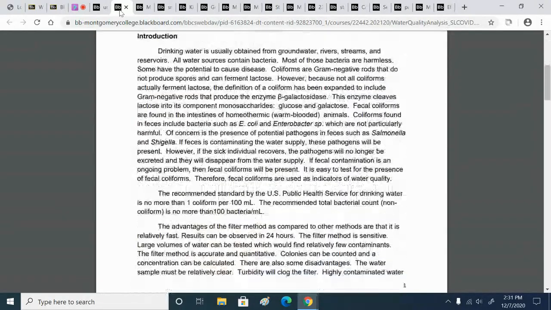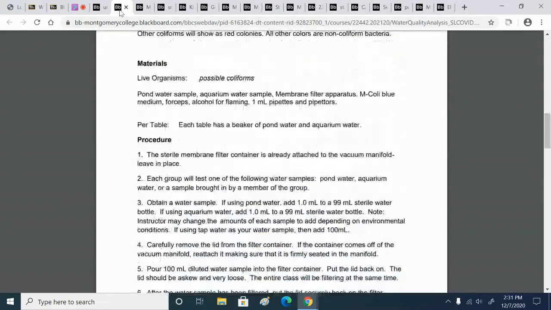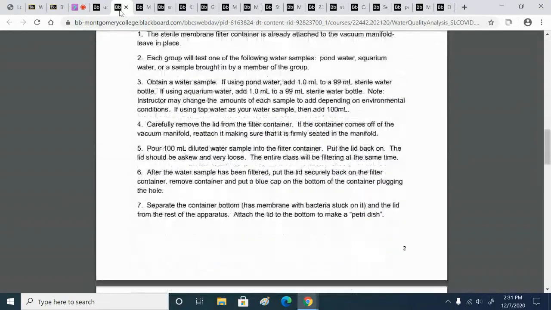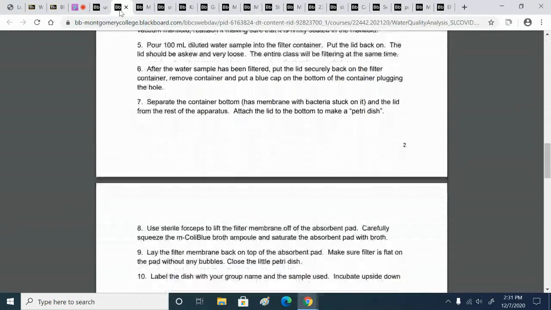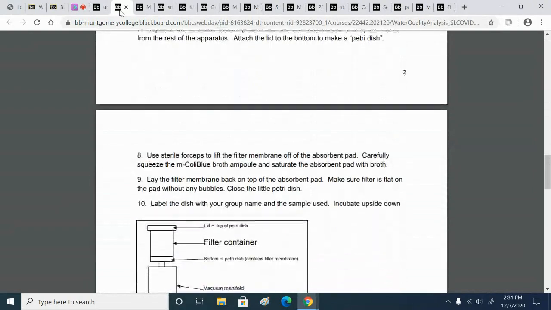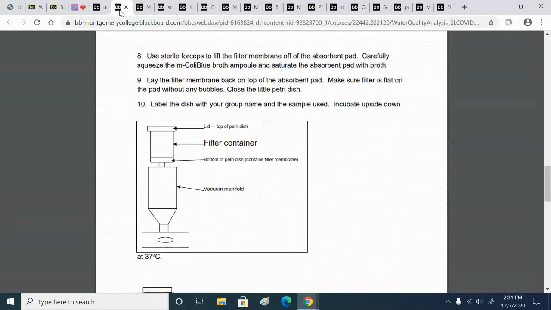So we use a membrane filter apparatus in order to filter our water samples, and we use water from one of the aquariums in the department as well as the pond outside. And so remember, the actual filter membrane will trap the bacteria. Everything else goes through the membrane. And then we apply a nutrient medium to the membrane filter.